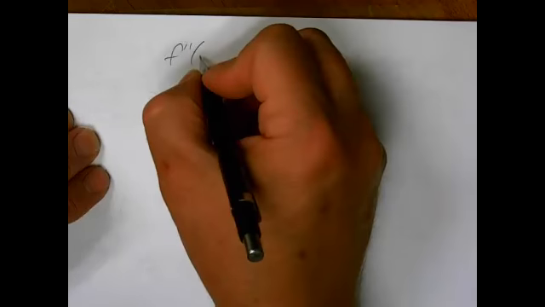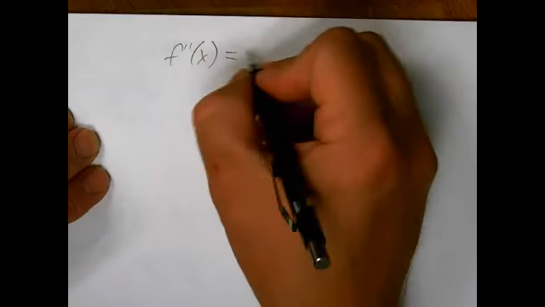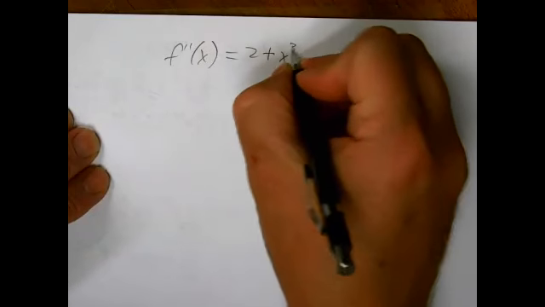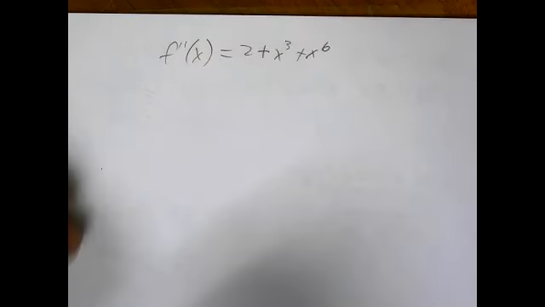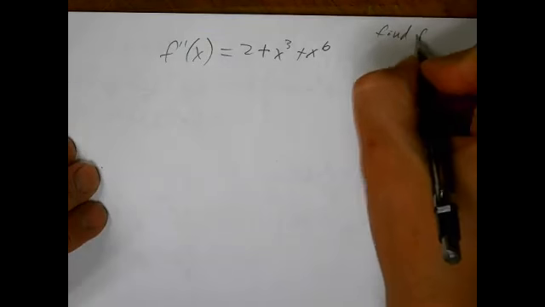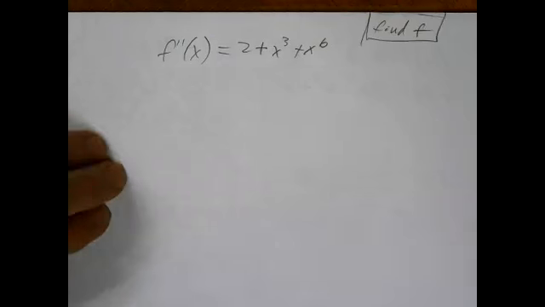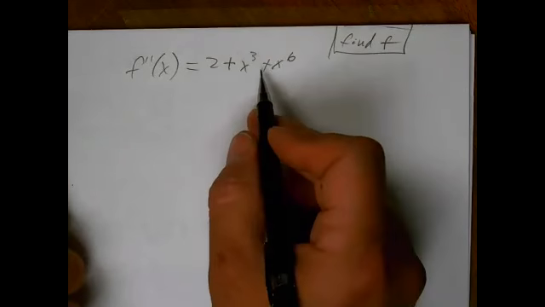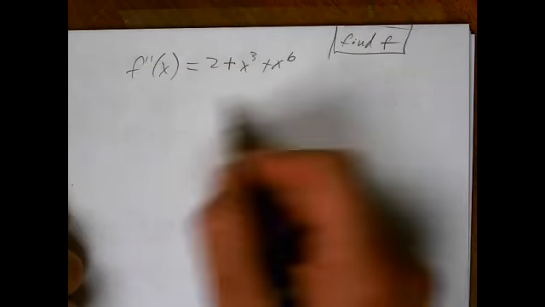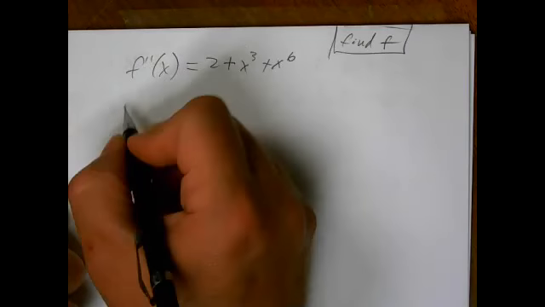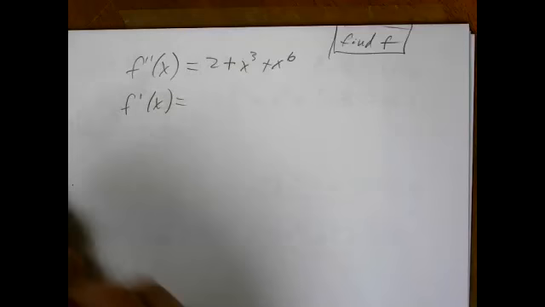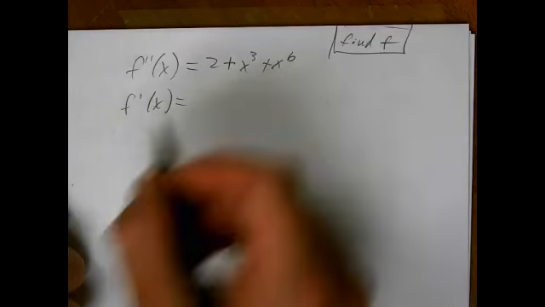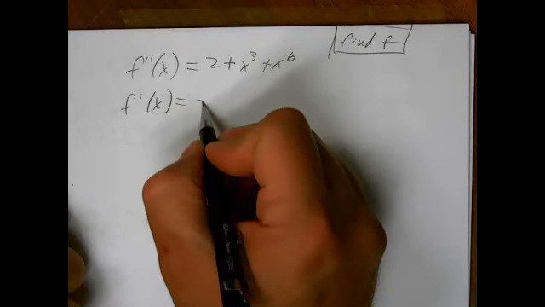If I have the second derivative of f equaling 2 plus x cubed plus x to the sixth. If you're being asked to find f, they do not use that large F notation simply because it would get too confusing when you're dealing with a second derivative and beyond. So what you'll have to do, there is absolutely no way to jump from a second derivative straight back to the first. From the second derivative, you have to step back to the first, and then you can go back to the original function. So the antiderivative of 2 would be a 2x.